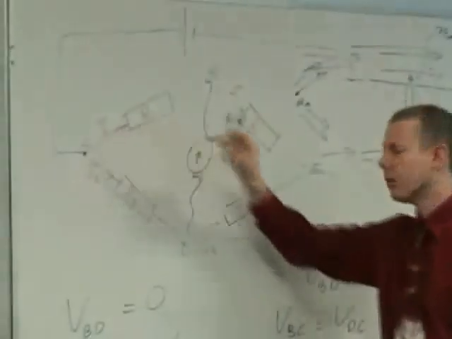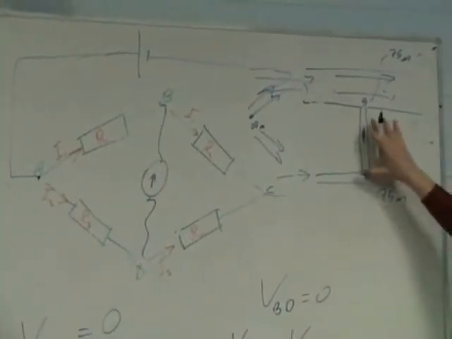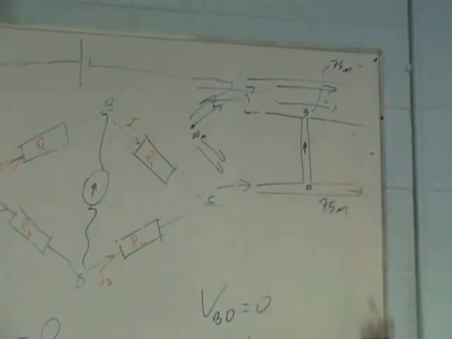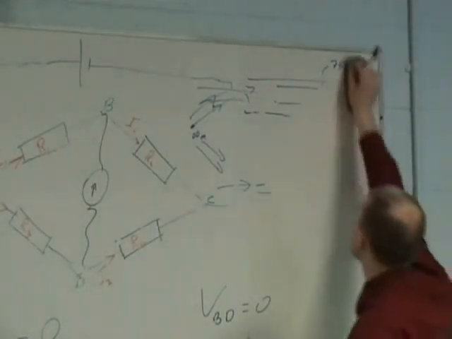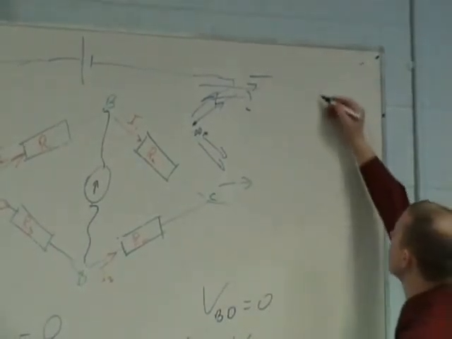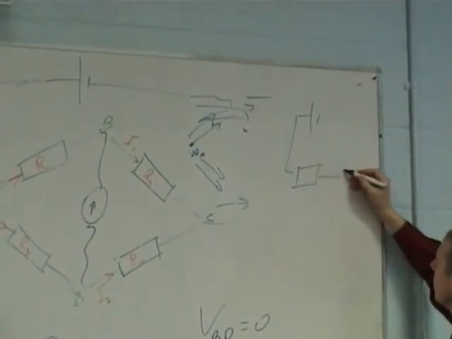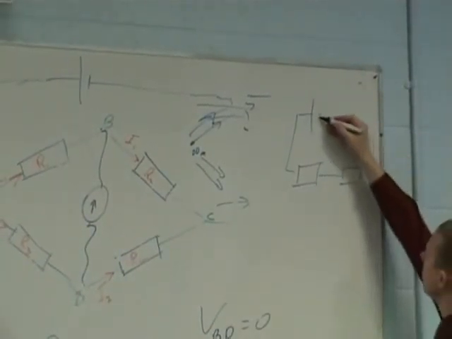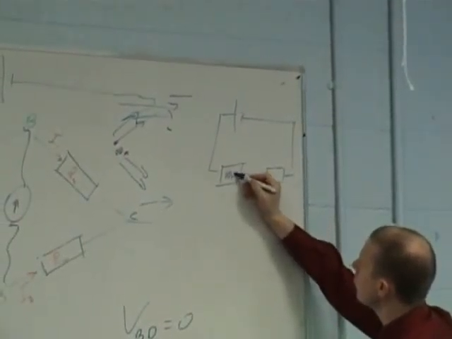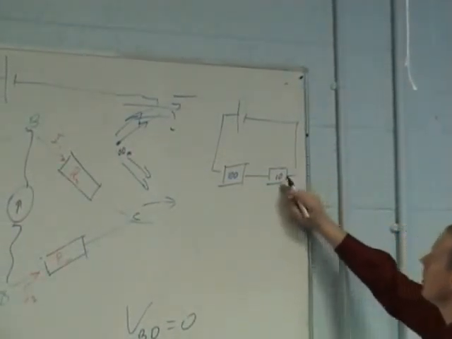Let's go back to doing, so we get rid of this for now, and take another little aside. If you've got a normal circuit, there's my normal circuit. There's one resistor, there's another resistor. That's 100 ohms, that's 10 ohms.